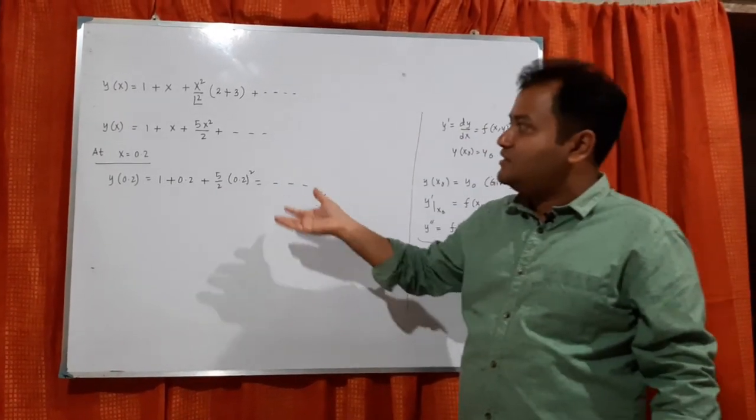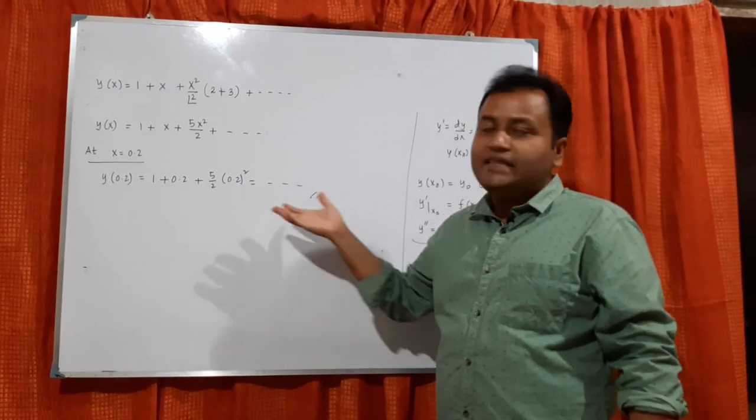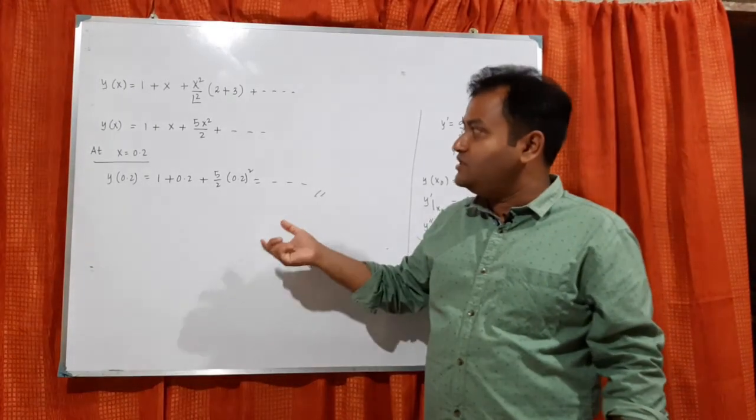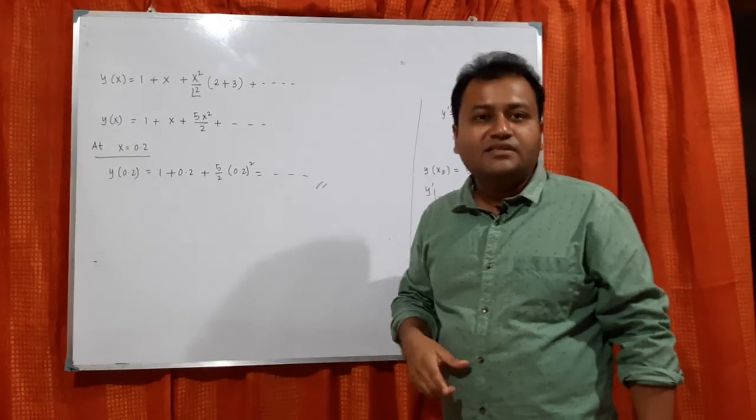But as you have seen, this calculation is very lengthy. So in the next class we will go to an alternate method which is generated from the Taylor series method only.